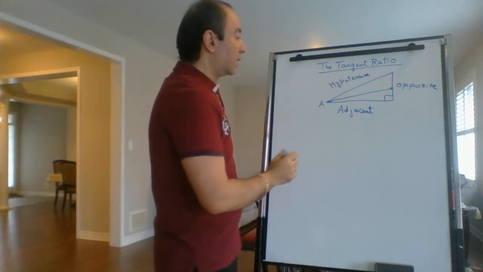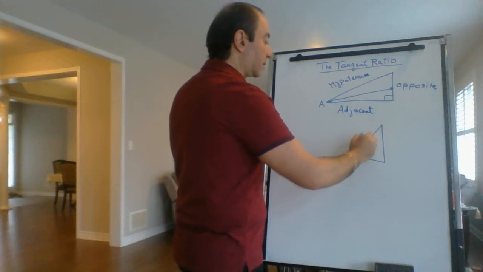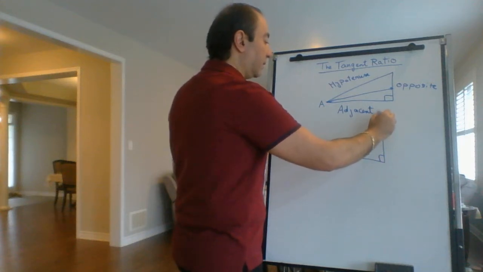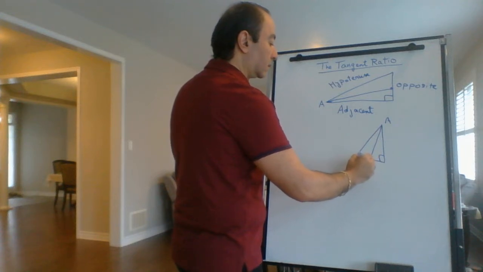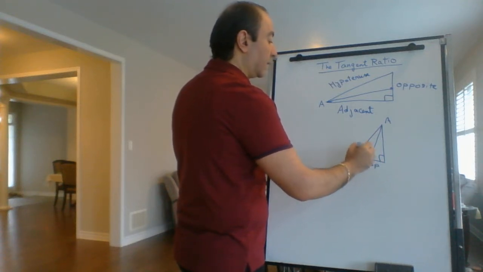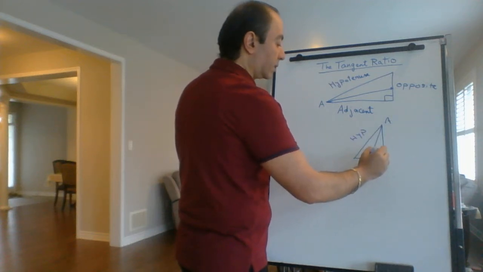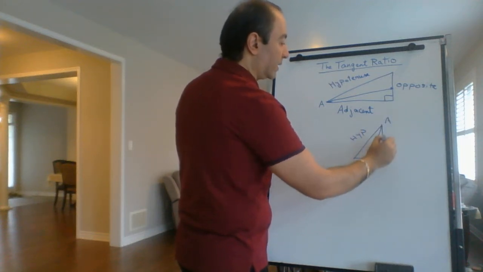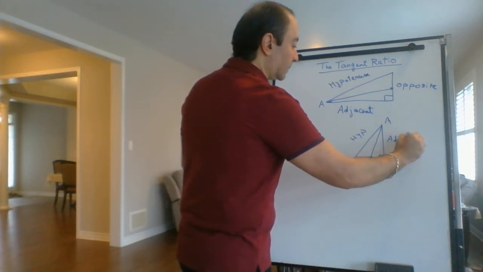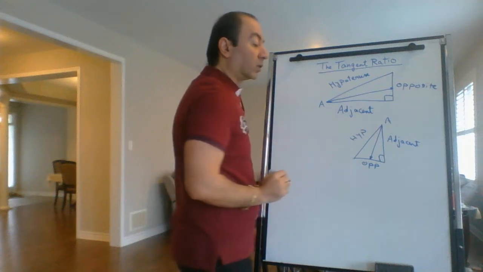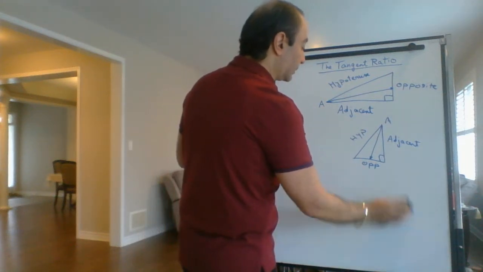So opposite: across. Adjacent: next, but not the hypotenuse. And the hypotenuse is opposite to the 90 degree angle and is the longest side. Okay? So if we have a triangle like this and this is angle A, this will be the opposite, this will be the hypotenuse, and this will be the adjacent. This is the first thing I want to tell you.